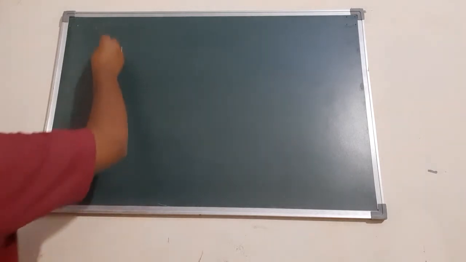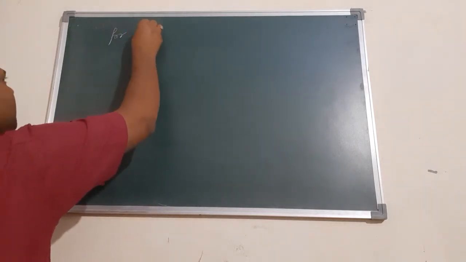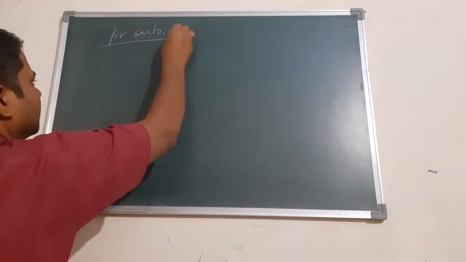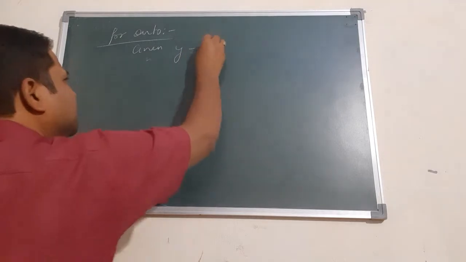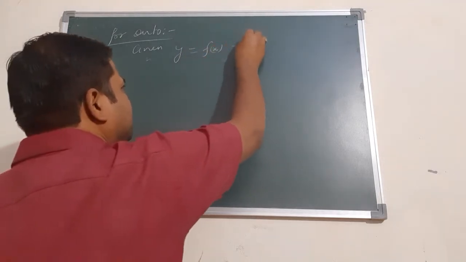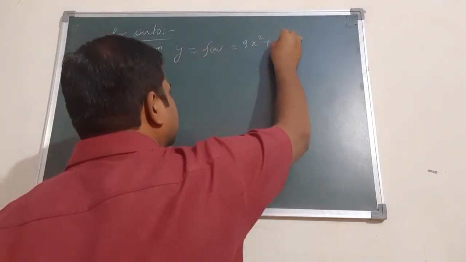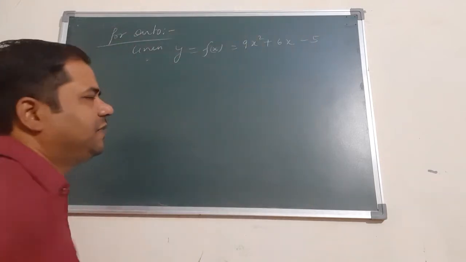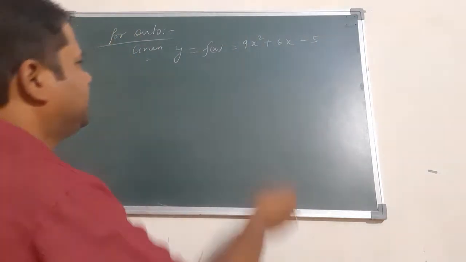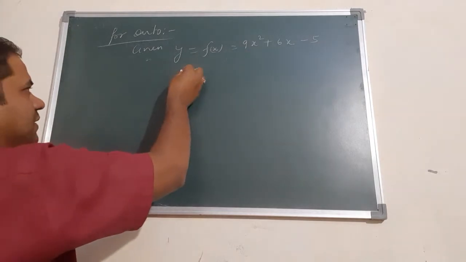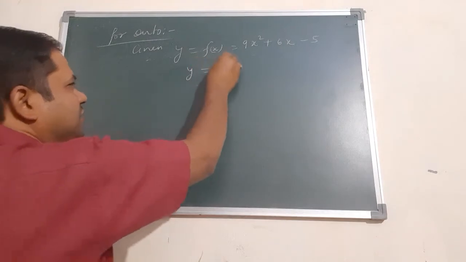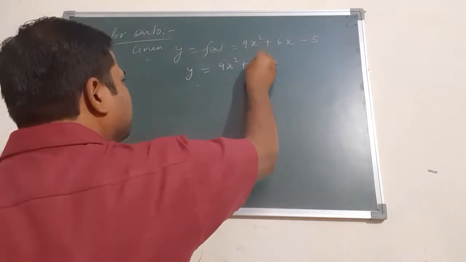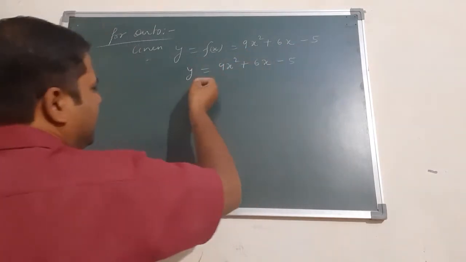Now for onto, given y equals f(x) equals 9x square plus 6x minus 5. Again the same process. We can represent x in terms of y. So y is equal to 9x square plus 6x minus 5.